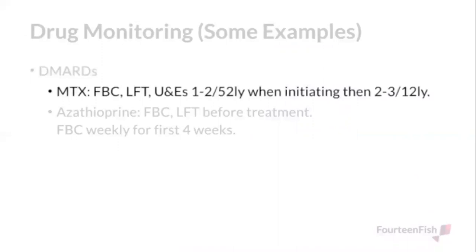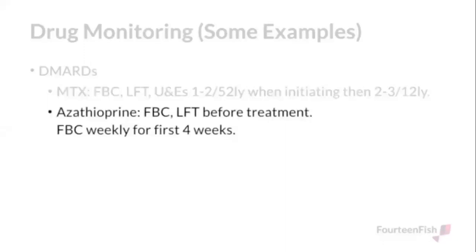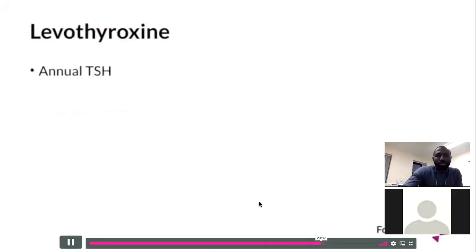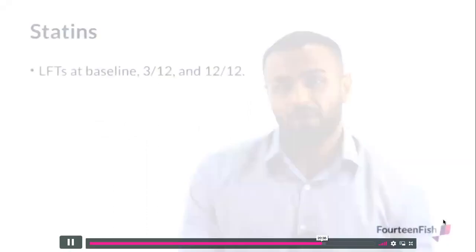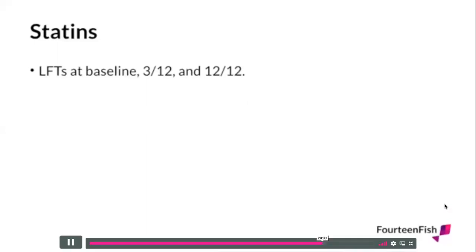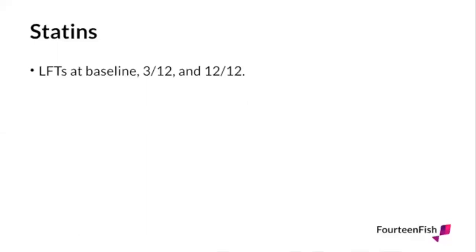Patients who are on methotrexate, it's important to check their full blood count, LFTs, U&Es 1 to 2 weekly, especially when initiating, and then thereafter 2 to 3 monthly. Those patients who are on azathioprine need a full blood count and liver function test before treatment, and a full blood count weekly for the first 4 weeks. Patients who are on levothyroxine must have an annual TSH. Patients who are on statins require liver function tests at baseline, 3 months, and then at 1 year.